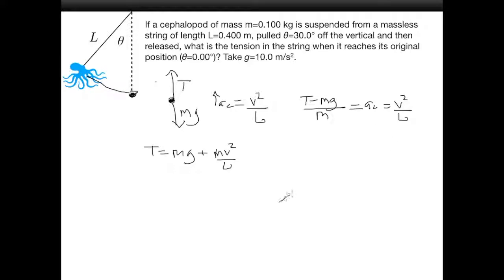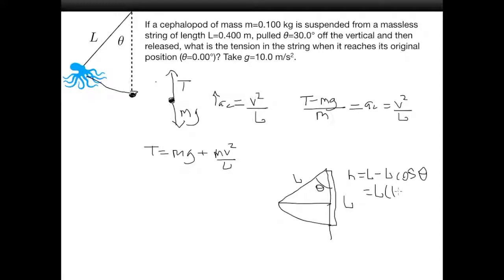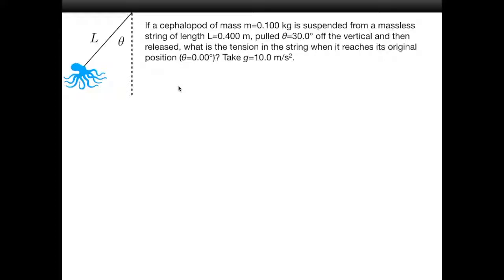If I look at this geometry in a little more detail, I have this arc coming down. I can figure out the height that the cephalopod drops using trigonometry. I know this length here is L. I also know that the length to the bottom of the arc is L, and this angle here is theta. So the total length is L, and this little component by trigonometry is L cos theta. The height drop of the cephalopod is equal to L minus L cos theta, or, factoring, L times 1 minus cos theta.